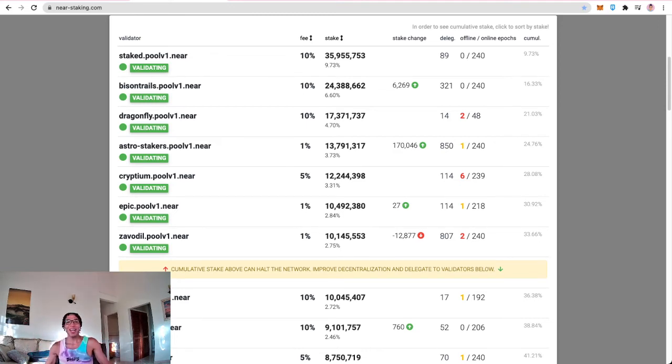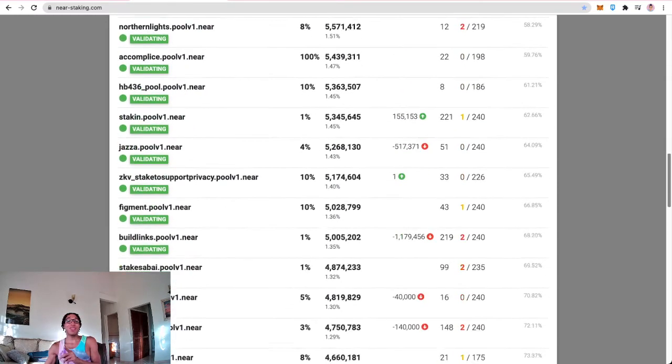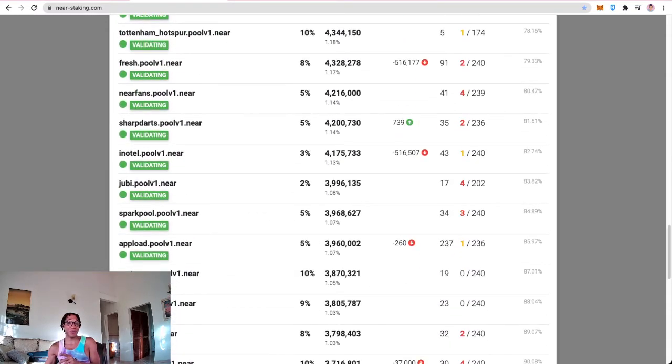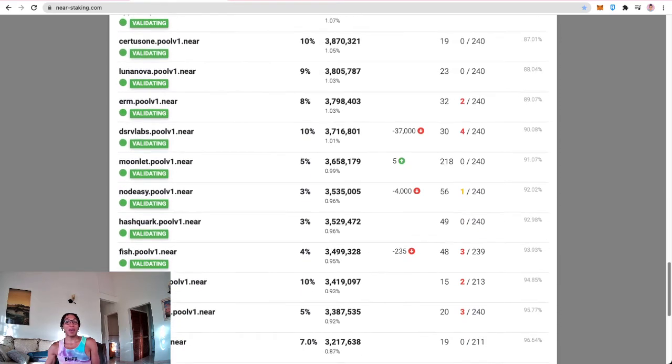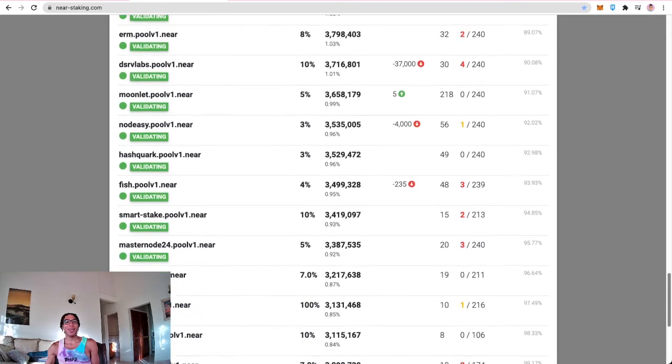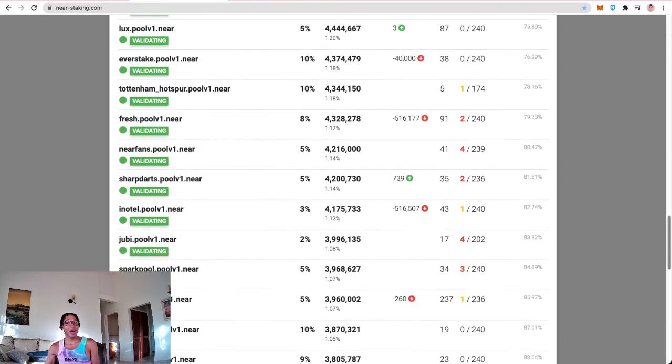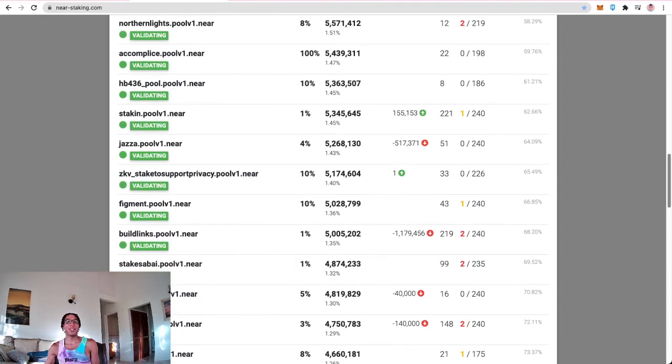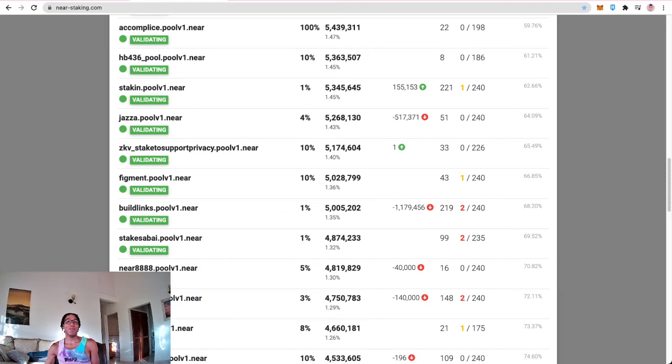So to improve decentralization, you can delegate to validators below. But if you delegate to a validator too close to the bottom, right, you might have to worry about them getting kicked out. So me, for example, I delegated to a validator that was too close to the bottom, and look, they lost like 1.2 million stake and now they're no longer validating. So we're gonna pick a validator that's closer to the top and maybe has a bit less fees, okay? Because 10% fees is actually quite high when you look at a lot of these.